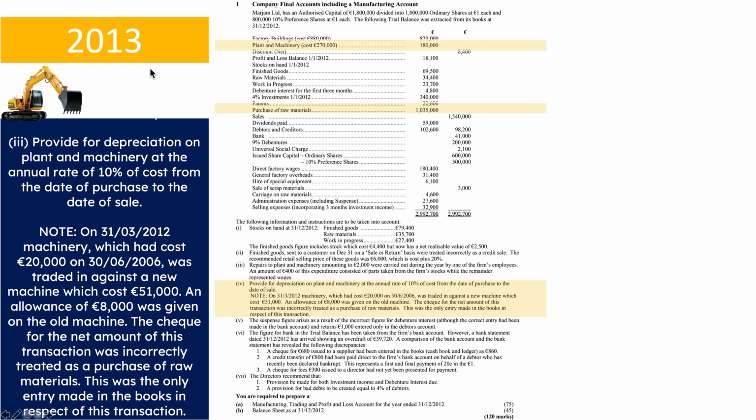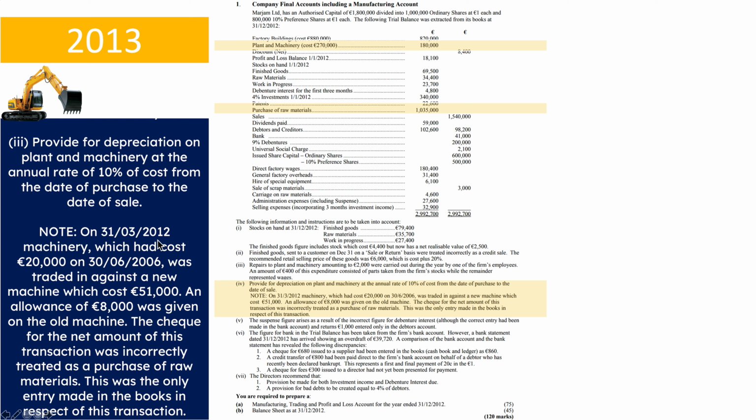Then 2013 Marjam Limited, so only one adjustment here, but all the same things you're being asked to do. Number 3, provide for depreciation on plant and machinery at the annual rate of 10% of cost from the date of purchase to the date of sale.